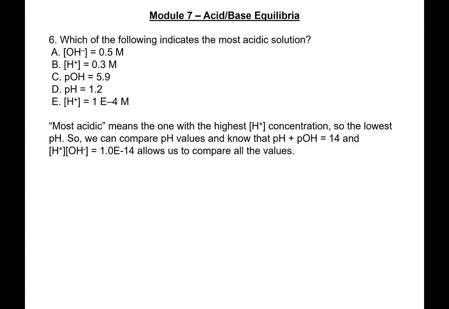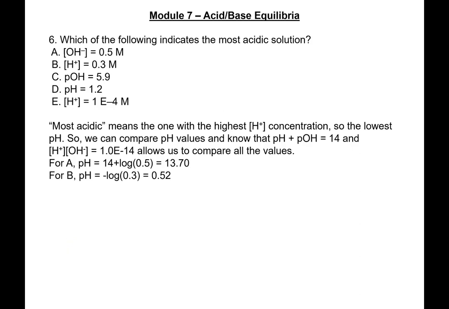We know that pH plus pOH is 14, and we know that H plus concentration times OH minus concentration is 1 times 10 to the minus 14th. And with those, we can get them all on the same units, and we can compare them, okay? So that means for A, using our equation that pH plus pOH is 14, we can get that pH is equal to 13.7, because I'm going to take 14 minus the logarithm of 0.5.